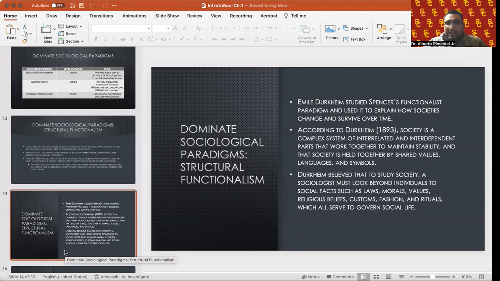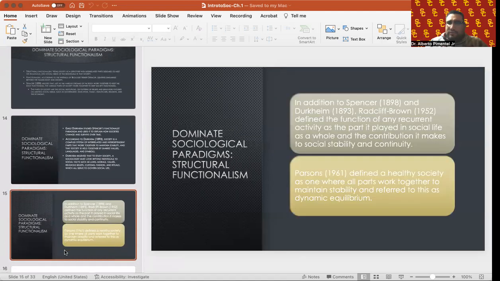The idea that our society is very complex in nature. And through laws and morals and values and beliefs and customs and so on and so forth, we begin to maintain and govern social life. In addition to that, what we want to take into consideration is that we need to achieve a degree of equilibrium among these different components. And in return, we're going to have social stability. We're going to have continuity.